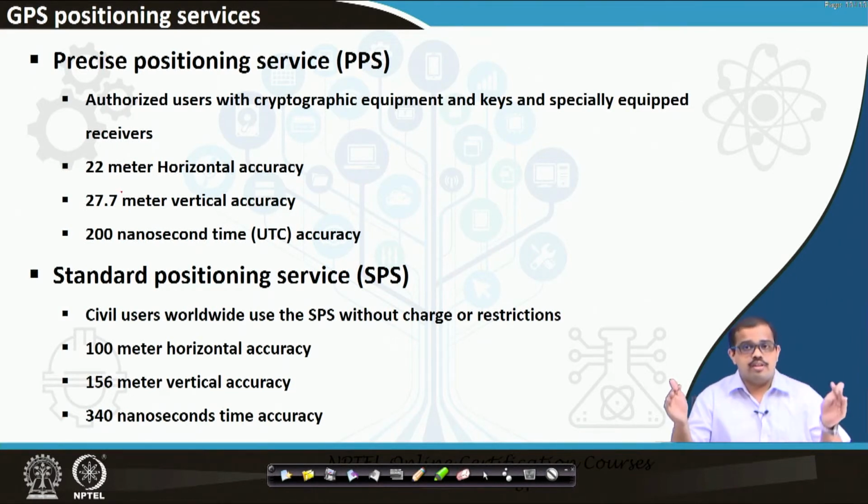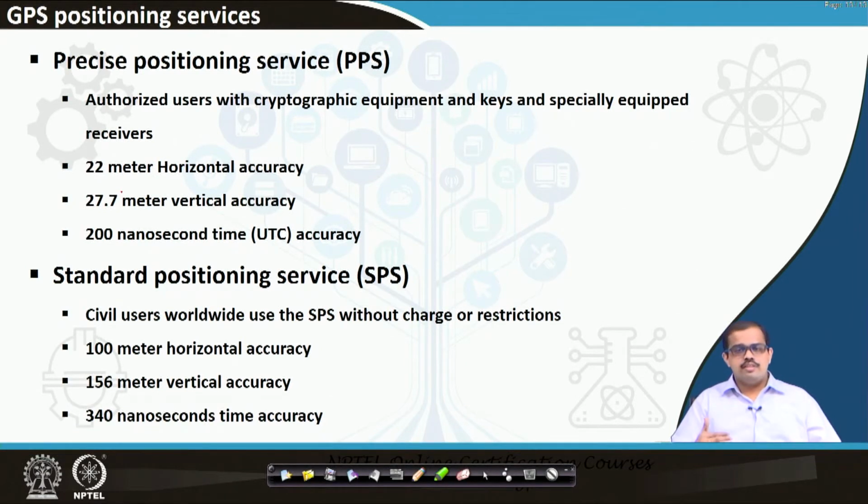Normally the accuracy of the standard positioning service is 100 meters horizontal accuracy, which means the horizontal location of your point may be off by around 100 meters, and 156 meters is the vertical accuracy. So you can see it is quite imprecise in terms of accuracy measurements, and there is 340 nanoseconds time accuracy. You would have seen this many times when you are locating a point on the Earth's surface. Many users would have faced this particular issue when navigating.